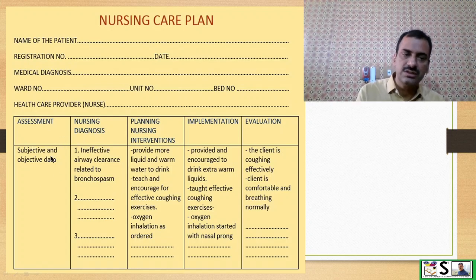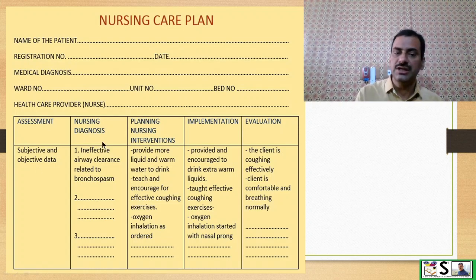Okay. So first, all the subjective and objective data we write in the assessment column. And based on this assessment, we make the list of nursing diagnosis. And we write here 1, 2, 3. Example you can see here, ineffective airway clearance related to bronchospasm.